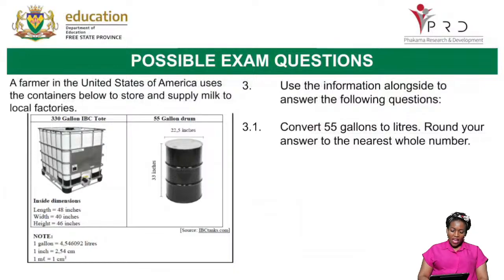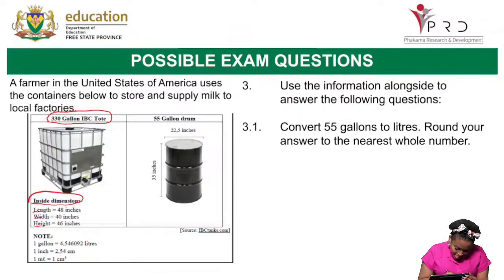Number 3, a farmer in the United States of America uses the containers below to store and supply milk to local factories. So here we've got a 330-gallon IBC tote, and the inside dimensions of this IBC tote have a length, a width and a height that are given in inches. And then there's also the 55-gallon drum, which has a diameter of 22.5 inches.